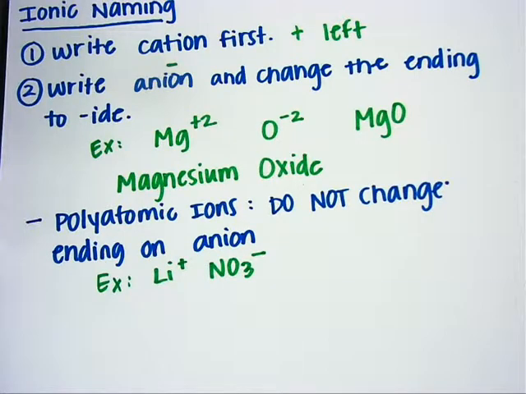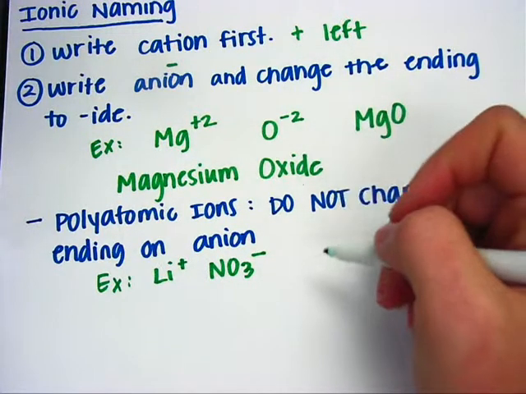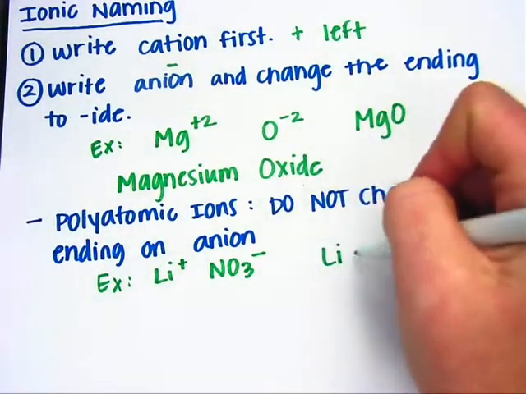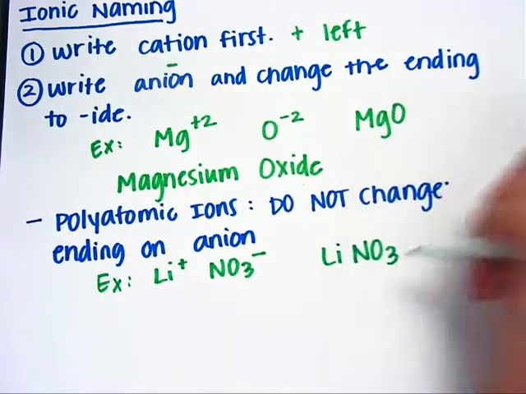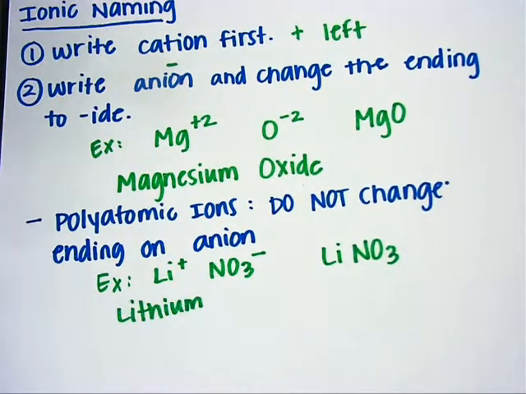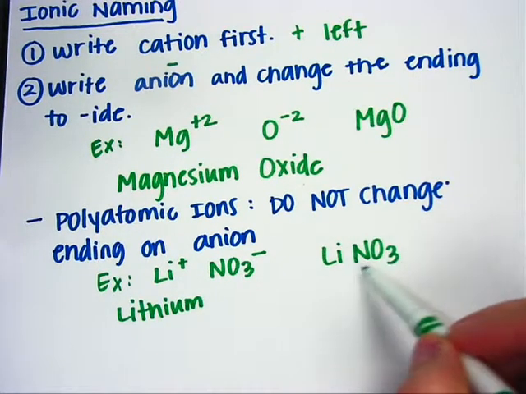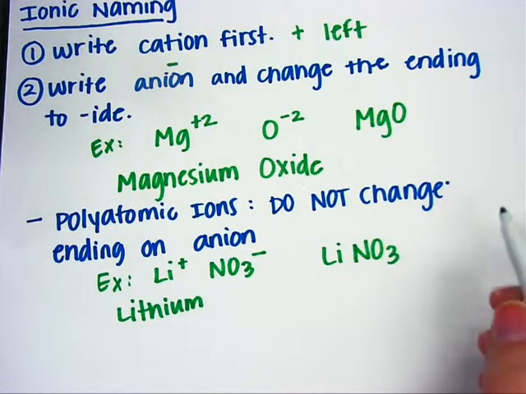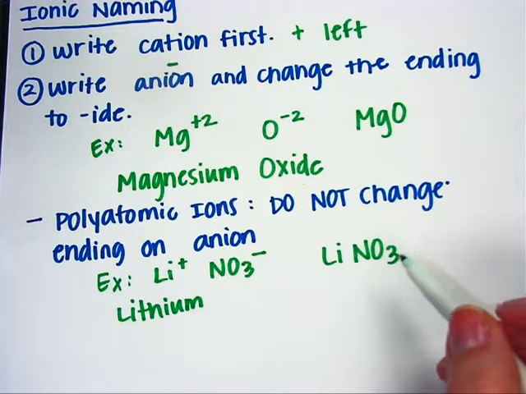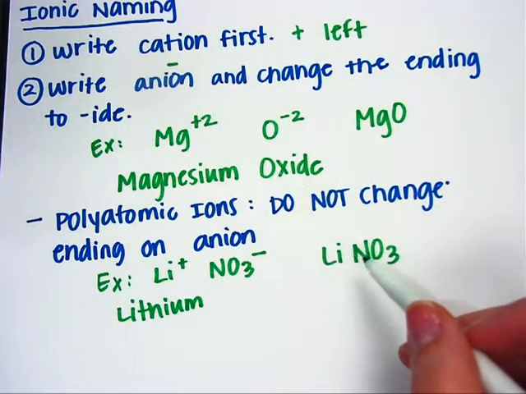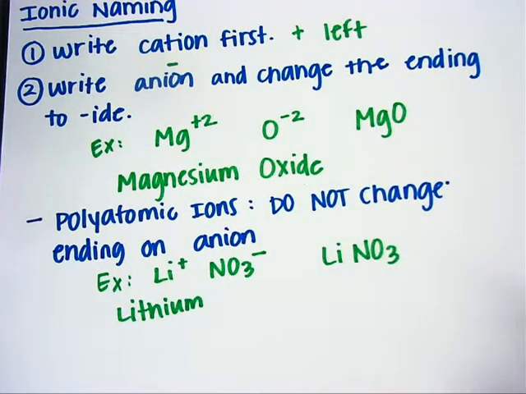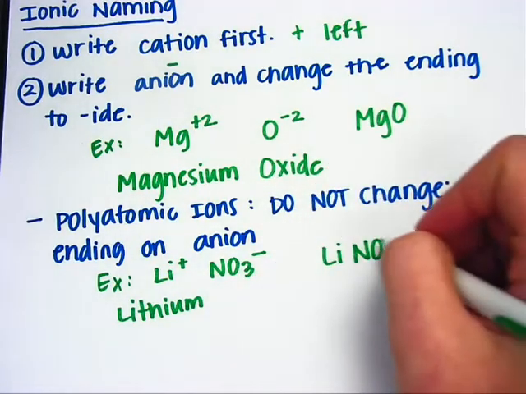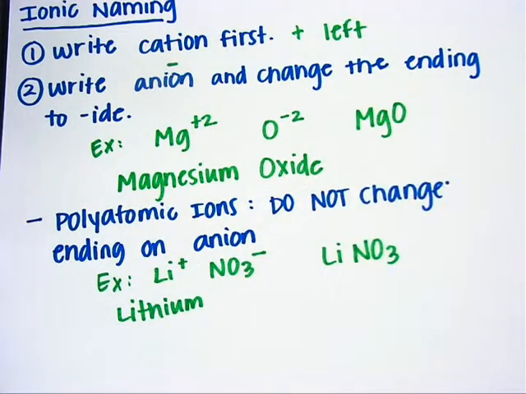Lithium has a +1 charge, so I'll cross the charges and get LiNO3. Now I want to name this. So my first element was lithium, and then I have this polyatomic ion. I can tell it's polyatomic because I have 1, 2, 3 capital letters. So that means this is going to be my polyatomic ion.